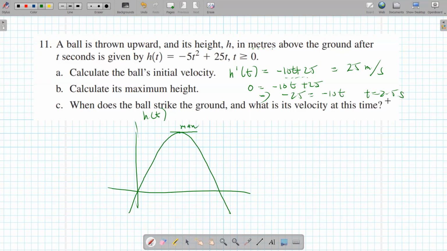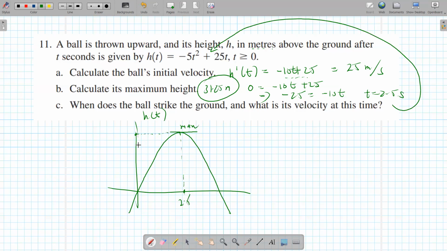And you just gotta plug that back into the equation, into the height equation. So negative 5 times 2.5 squared plus 25 times 2.5. That gives me 31.25 meters. That's the maximum height. What we found here is this time, 2.5, and then we're trying to see what the y value is when the time is 2.5.